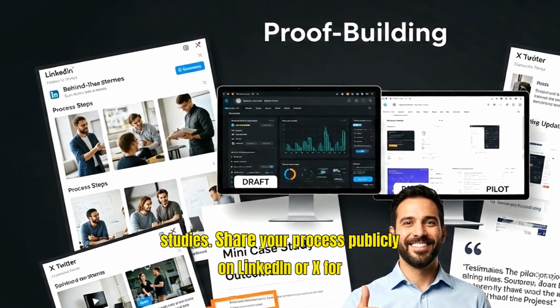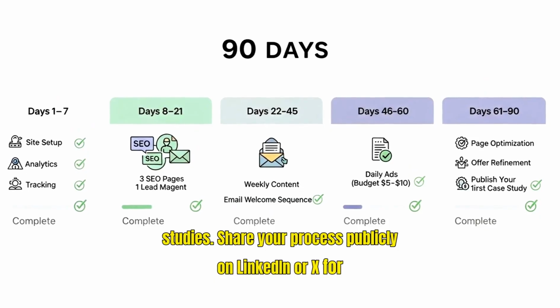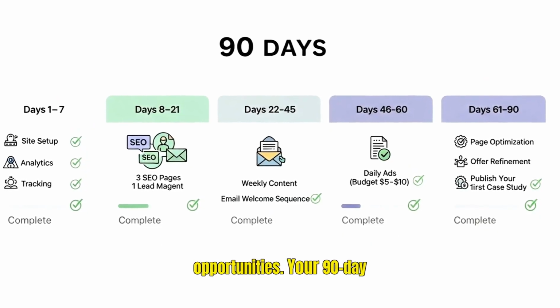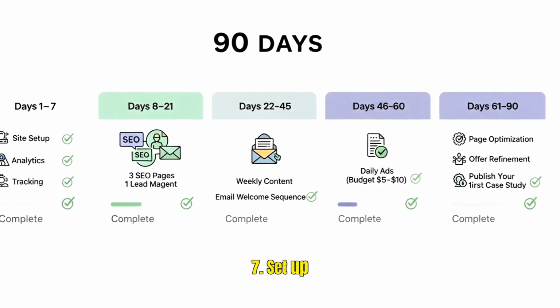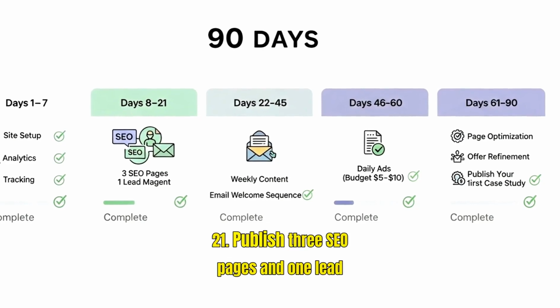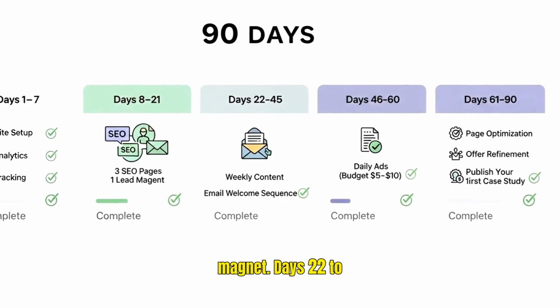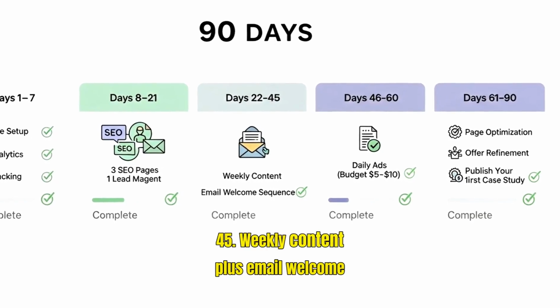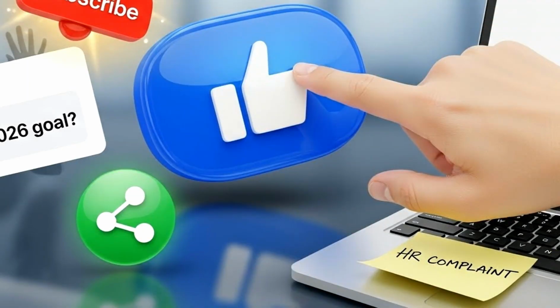Your 90-day roadmap. Days 1 to 7. Set up site, analytics, and tracking. Days 8 to 21. Publish 3 SEO pages and 1 lead magnet. Days 22 to 45. Weekly content plus email welcome series. Days 46 to 60. Test $5 to $10 a day ads. Days 61 to 90. Optimize top pages, refine offer, and publish your first case study.